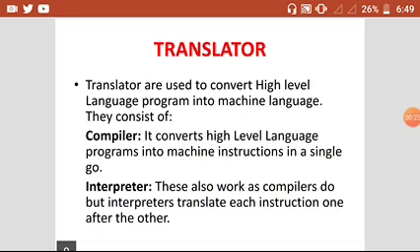So what is a compiler? A compiler converts a high level language program into machine instructions in a single go. A compiler is more complex software than an assembler. Now what is an assembler? An assembler is a software program used to translate an assembly language program into machine language. Next we have the interpreter. These also work as a compiler does, but interpreters translate each instruction one after another. That's all there is for translators.